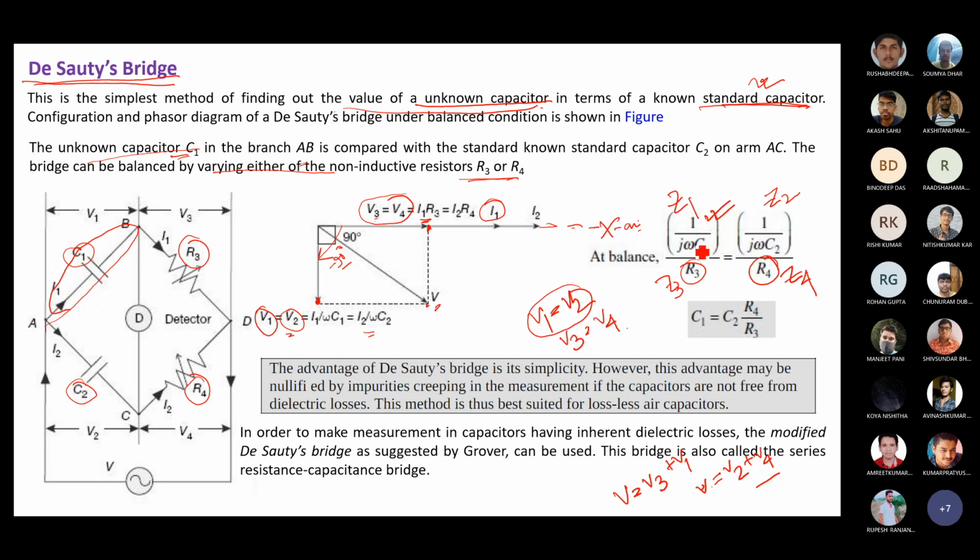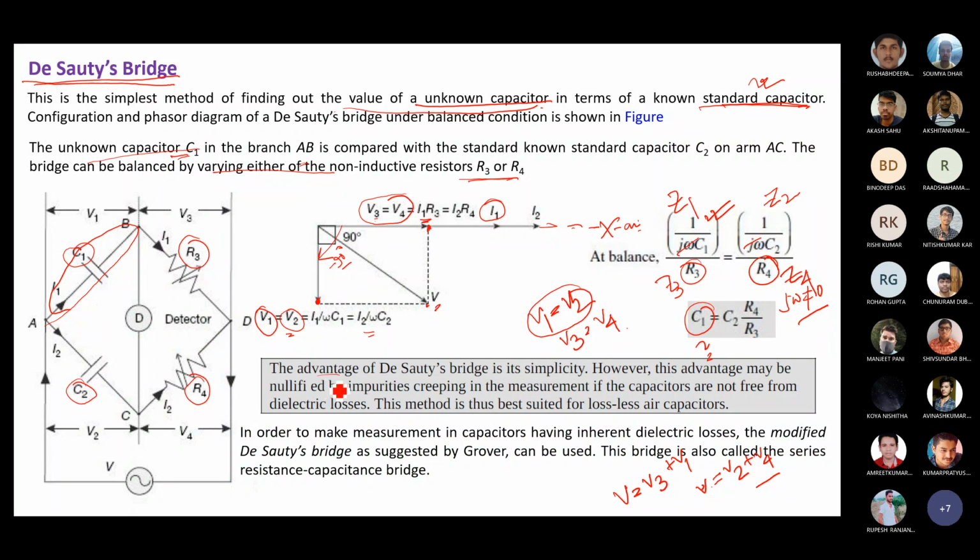So the points cut each other when omega j is not equal to 0. It is coming that C1 equals C2 R4 by R3. It is the unknown parameter that you are going to find out, so directly you will get the value from here.